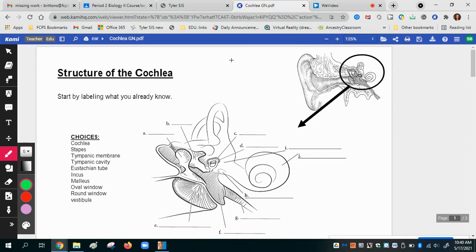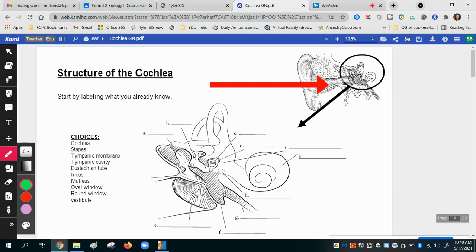Hello students, today's video lecture is on the structure of the cochlea. We have already learned the basic structure of the ear, so let's take a couple minutes and review the basic structures before we proceed. So I have the full ear out here. Remember, the outer ear is called the pinna or the auricle.